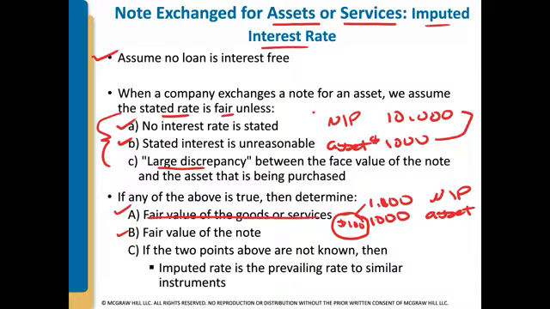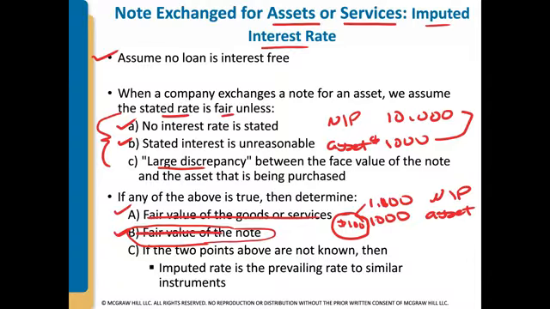When we watch other videos for bonds, to determine the price of a bond, you have to take the present value of the principal plus the present value of the interest payments. It's the same concept for a note. So if you can determine the fair value of the note, which is what someone would be willing to pay for the note, then you can back into the interest that is embedded in that note.